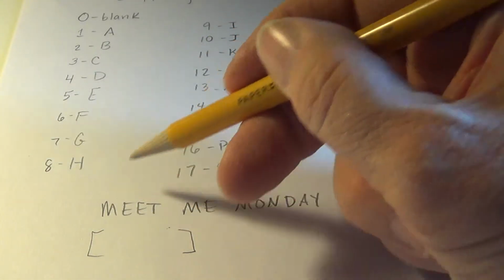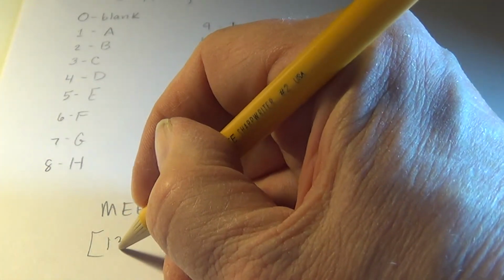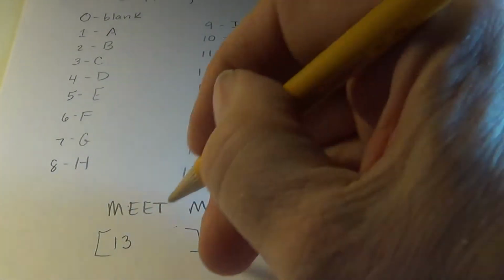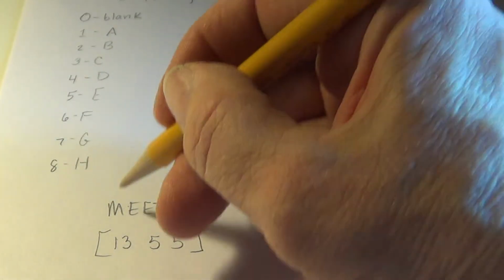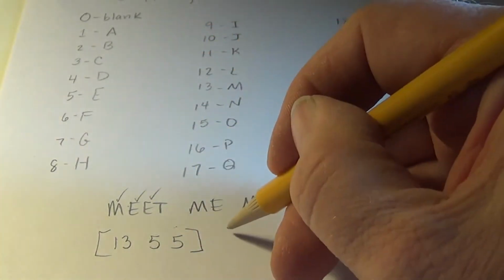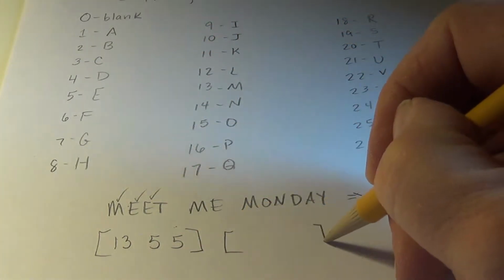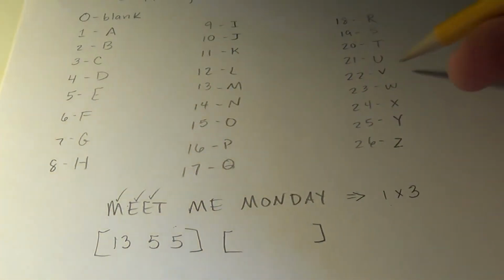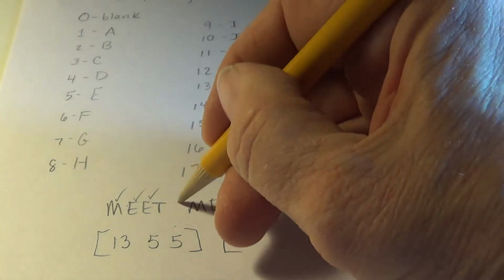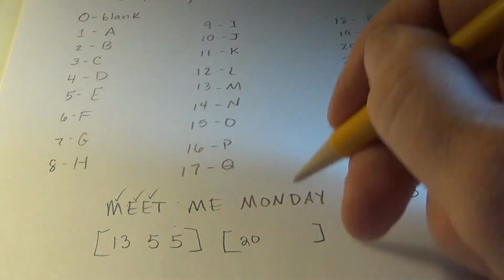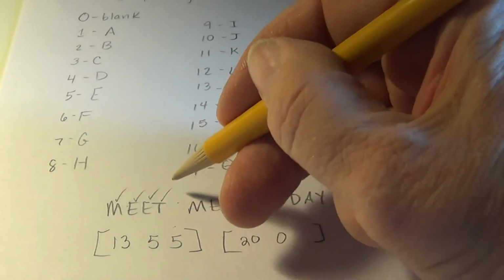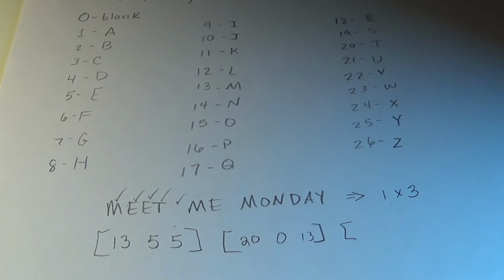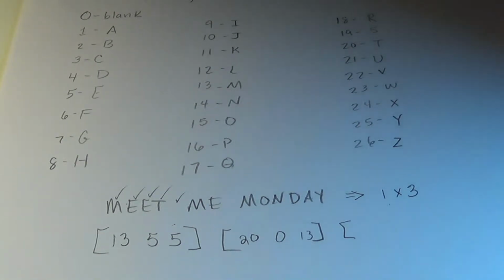So I'm going to take the M, which is 13, the E, which is 5, and the next E, which is 5. So that's the M, the E, and the E, in 1 row, 3 columns, 1x3. Next I'm going to grab the T, 20, the blank, 0, and the M, which is 13. And in like manner, I'm going to write the rest of this in code.